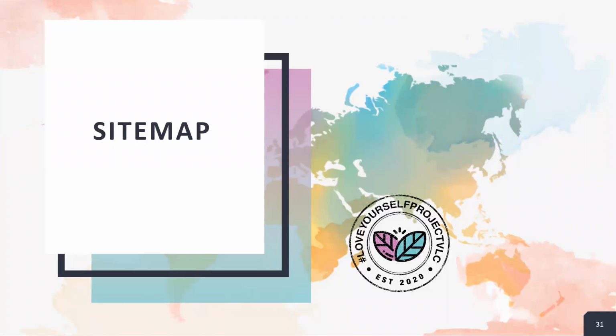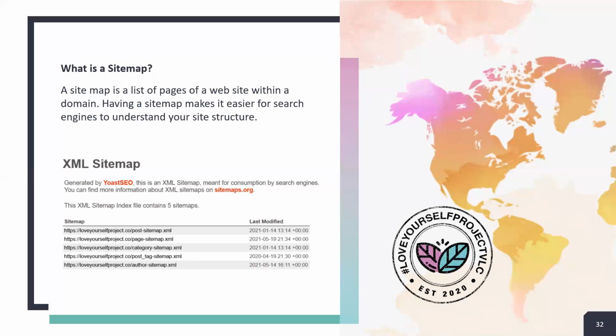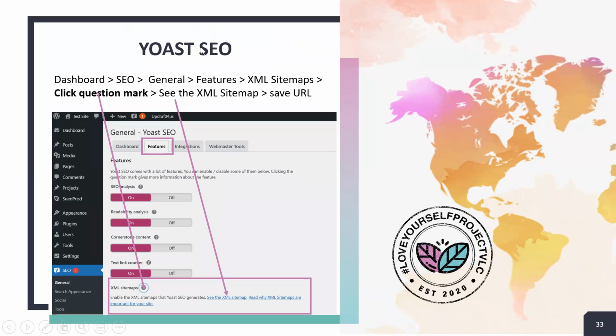Next, we go over to Sitemap. And this is part of what we use with the Yoast SEO plugin. So a sitemap is a list of pages of a website within a domain, and having a sitemap just makes it so much easier for search engines to understand the structure of your site. So what you're looking for is something that looks similar to this image, and how to get that is by going to Yoast SEO. So still on dashboard, in SEO, in general, but this time we're going over to features. Once in features, you're going to scroll down the page and look for XML sitemaps.